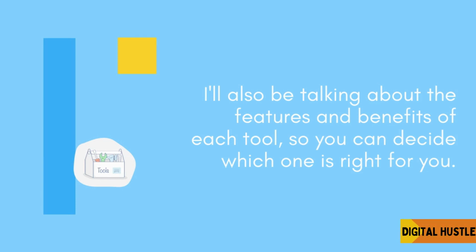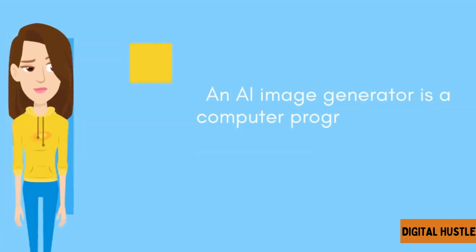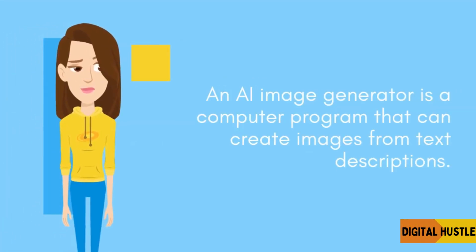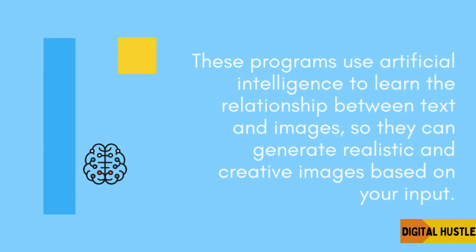What is an AI image generator? An AI image generator is a computer program that can create images from text descriptions. These programs use artificial intelligence to learn the relationship between text and images, so they can generate realistic and creative images based on your input.